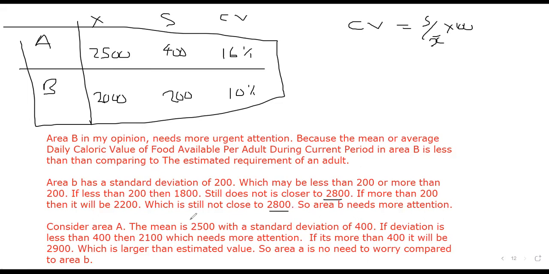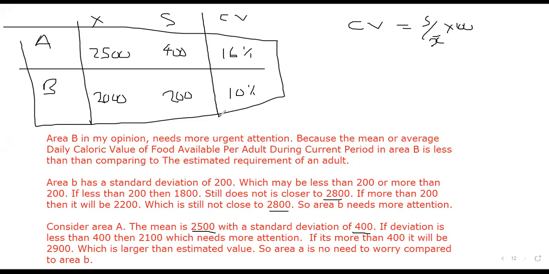So considering area A, the mean is 2500 and the standard deviation is what? 400. If the deviation is less by 400, we're just subtracting 2500 minus 400. So it means it needs more attention. But if it's more by 400, which goes to about 2900, based on the 2800, which is larger than the estimated, so area A need not worry compared to area B.